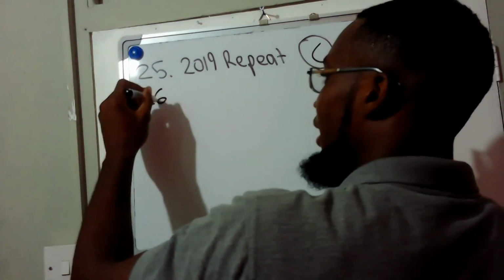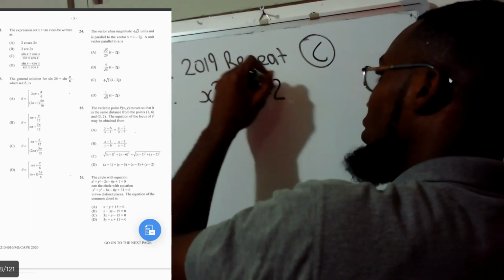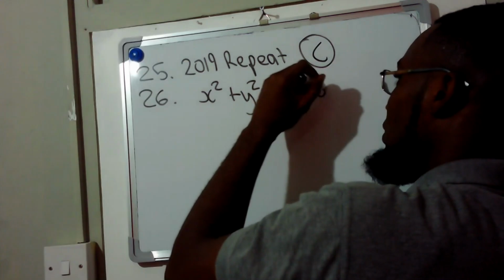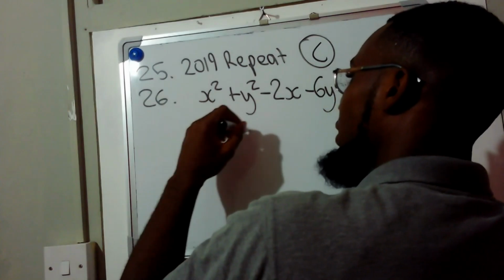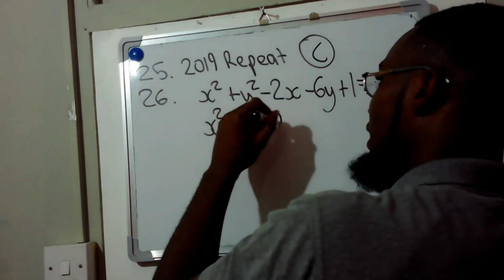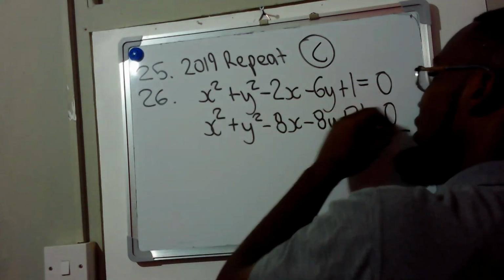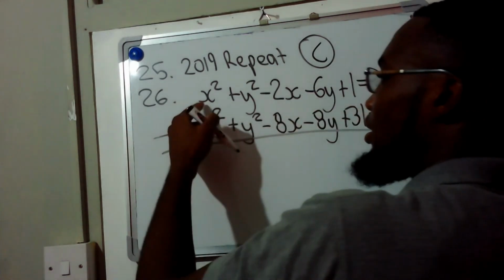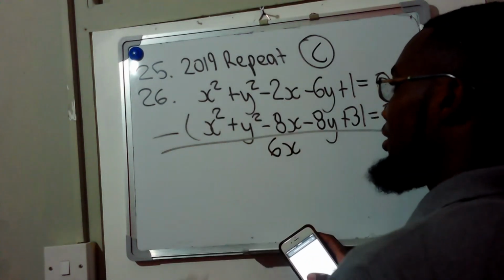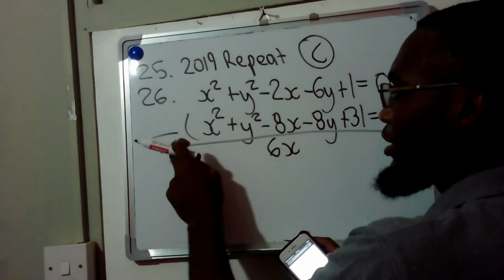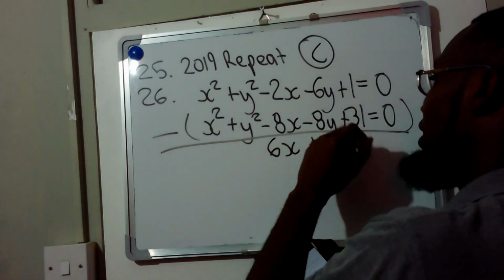Number 26 wants the line of intersection. They give you one circle: x squared plus y squared minus 2x minus 6y plus 1 equals 0. And then they also give you a next circle: x squared plus y squared minus 8x minus 8y plus 31 equals 0. You can just subtract them. X squared minus x squared is gone. Minus 2x minus minus 8x is 6x. Minus 6y plus 8y is 2y. 1 minus 31 is minus 30, equals 0.